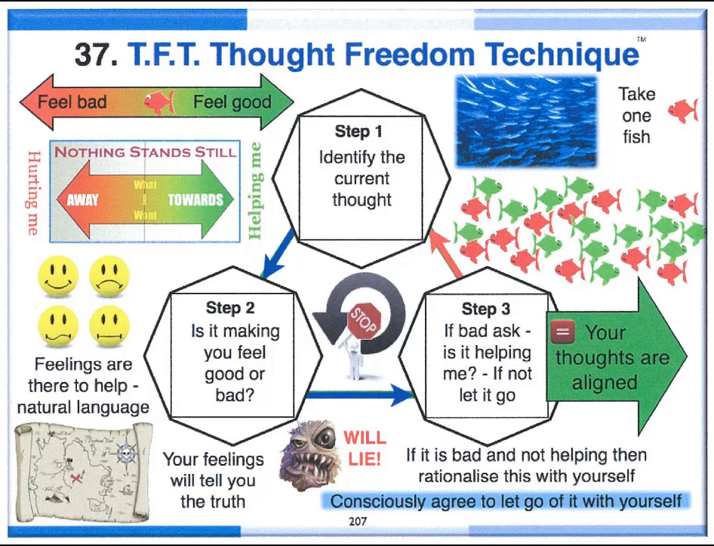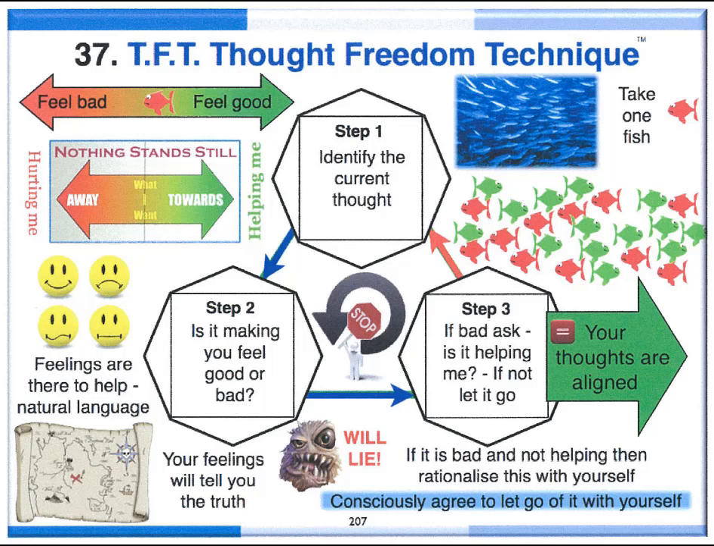So for example, if you've got a green fish, you leave it in there. If you've got a red fish, you don't need it anymore. You can put it over there in another pot, so that's gone. If it's bad and not helping you, you've got to rationalise with yourself and go, look, this thought isn't helping me, is it? So you talk to your colleague that's with you and go, look, this thought isn't helping us, is it? Because you're shining the light on it, you have to consciously agree with yourself to let it go. So take, for example, you doubt your abilities, but this thought isn't helping me.